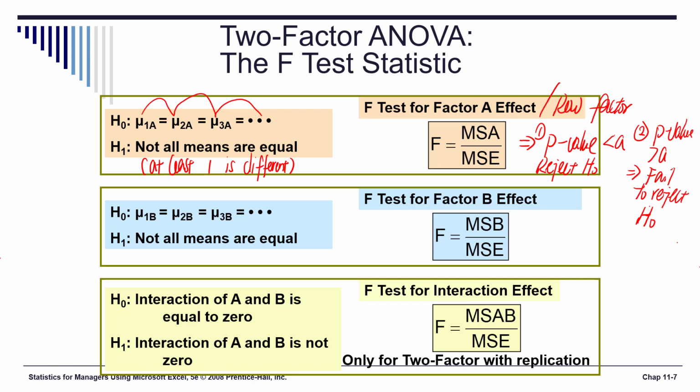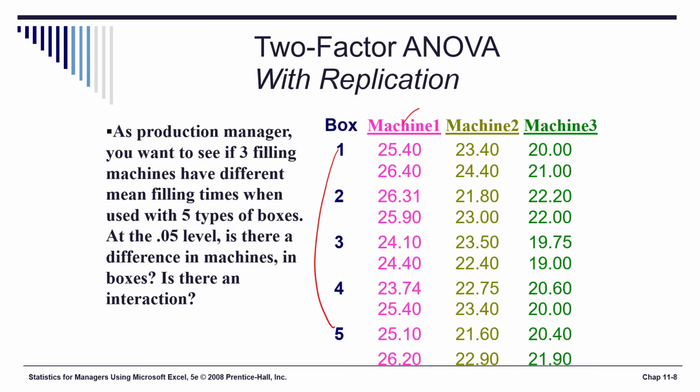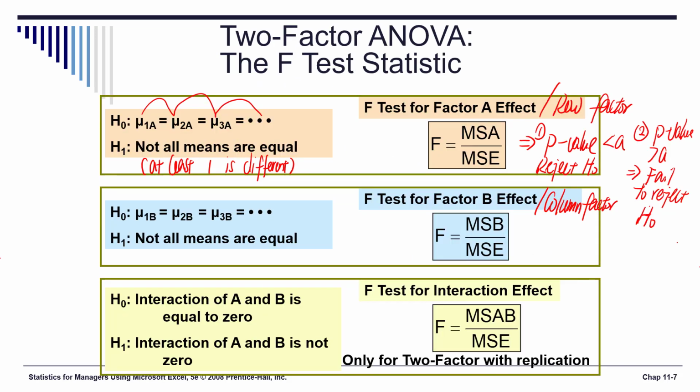And also we do the F test for the factor B, which is column factor. So similarly, we're assuming those columns, machine 1, machine 2, machine 3 yield the same outputs, right? So meaning H0, null hypothesis, is all the population means are the same. Alternate hypothesis is not all the means are the same, right? So at least one of them is different. So no big difference from the one-way ANOVA.